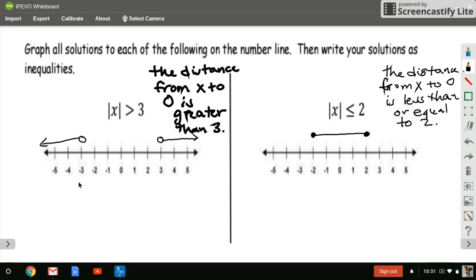Okay, if we go back to our first one, this graph looks like the or compound inequality, and that's exactly what it is. It's x is less than -3 or x is greater than 3. Our solution is a compound inequality.